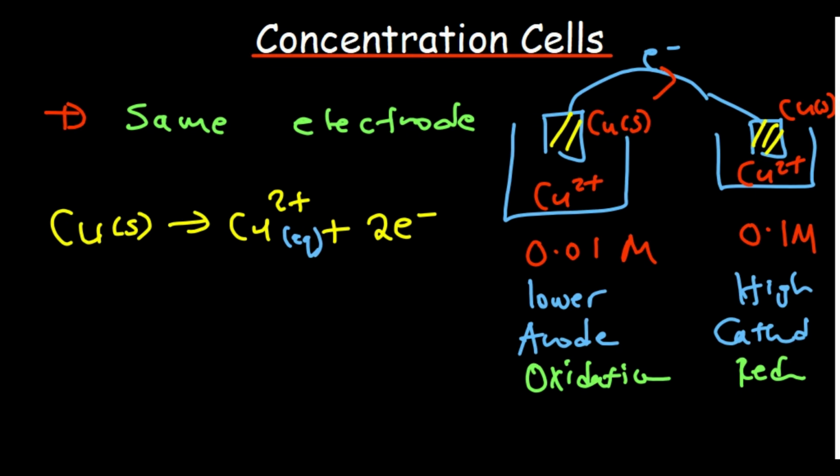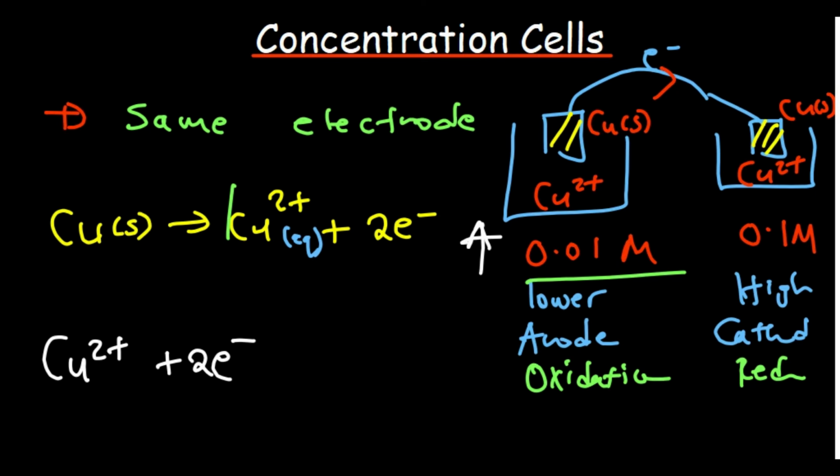If initially the concentration is 0.01, after oxidation there is production of ions. So we expect that as the reaction progresses, there will be an increase in the concentration on the anode. On the other side, where there's reduction, the copper 2 plus ions in the solution gain the 2 electrons coming from the side of lower concentration, giving us more of the solid metal on the electrode. This reduces the concentration on that side. Electrons will continue flowing until equilibrium is established.